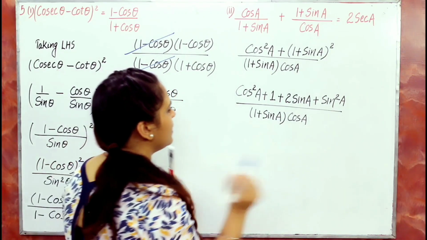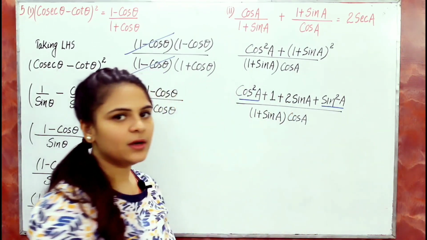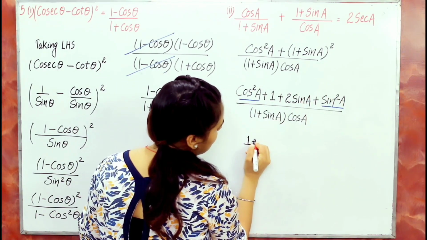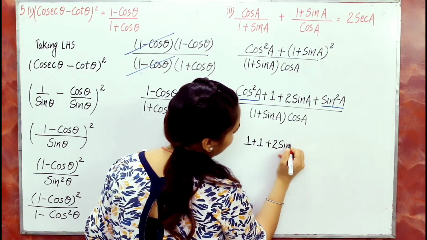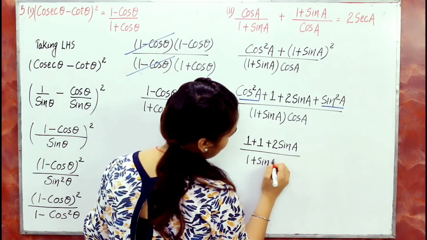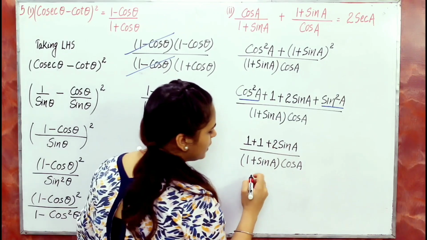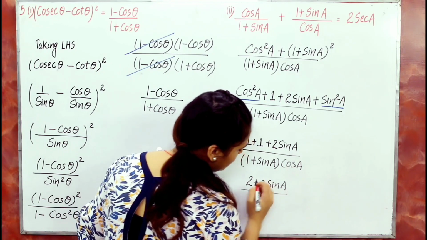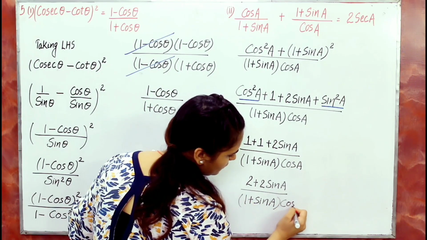Now you can see in the numerator we have cos square A plus sine square A, and using the trigonometric identity you can write cos square A plus sine square A is equal to 1, and 1 plus 2 sine A, and the denominator (1 plus sine A) multiplied by cos A. So this way we can write 2 plus 2 sine A, and in the denominator this will be your (1 plus sine A) cos A.